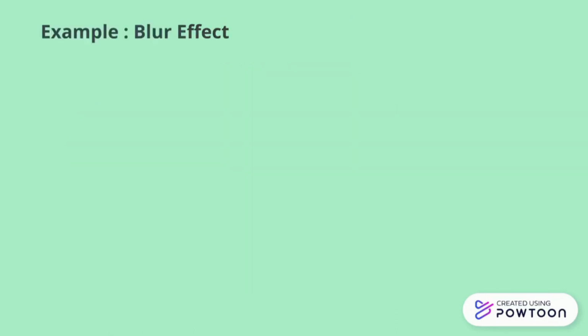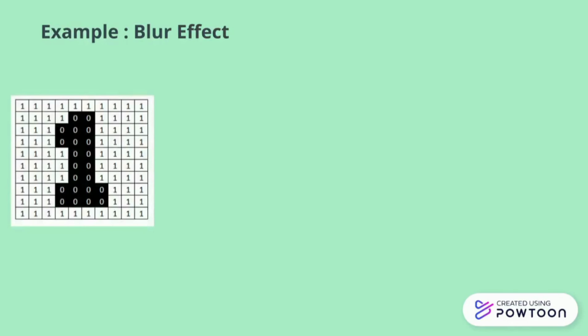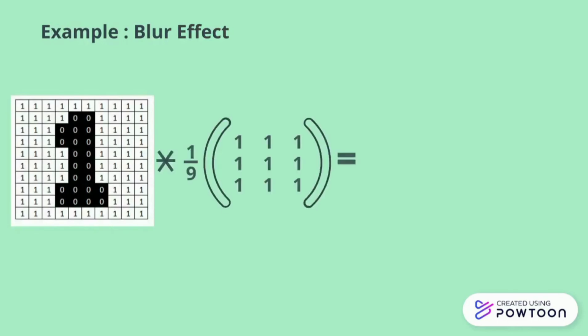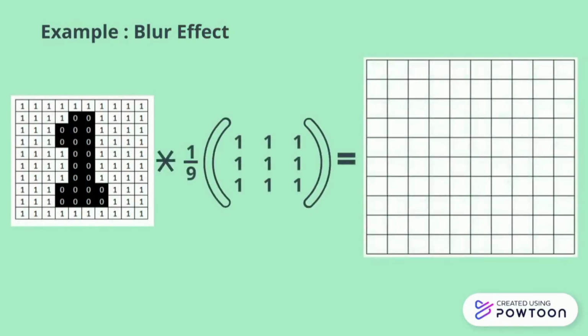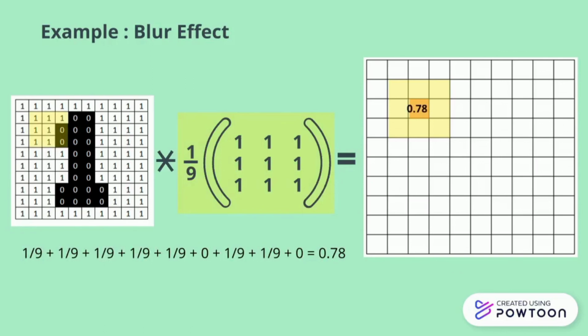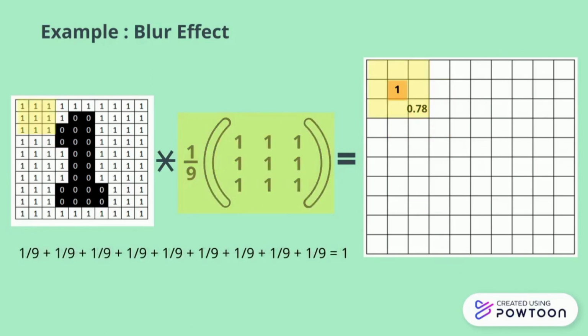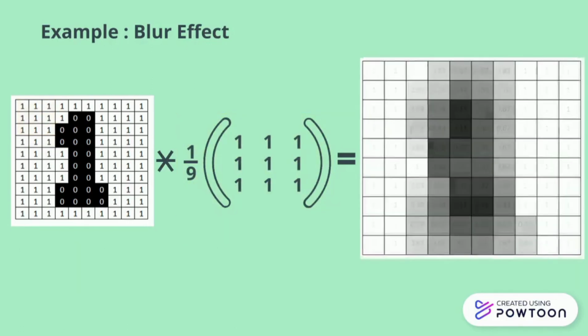For example, we will apply a blur effect to this image. The kernel blur effect is like this. First, to find the color of this pixel, we must find the convolution result of this matrix. Multiply the entries corresponding to the kernel matrix and then add up the result. Same for this pixel, and so on, such that this image is obtained.